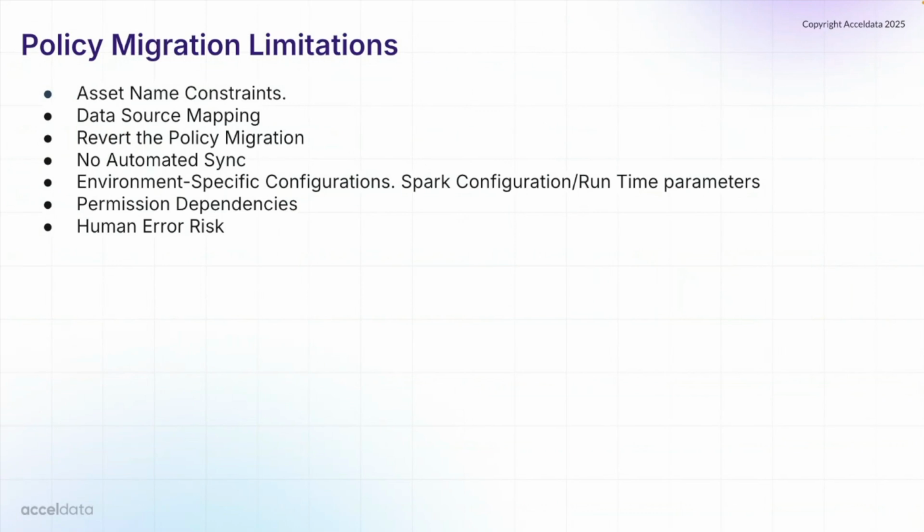The asset name should be the same between the source and the target instance. This is because there's a UID that is generated, which is a combination of database name, schema name, table name, and column name. So in case any one of these changes between source and target, the automatic association of rules between the target and the source will not happen.